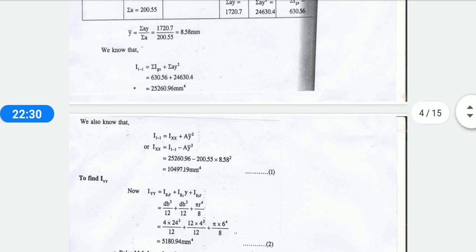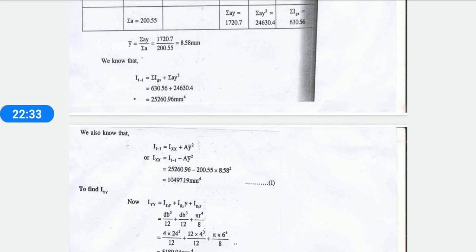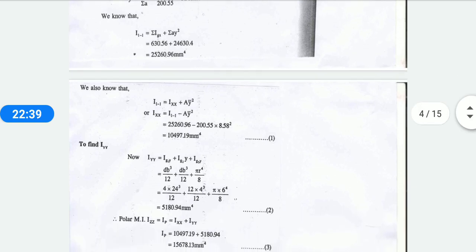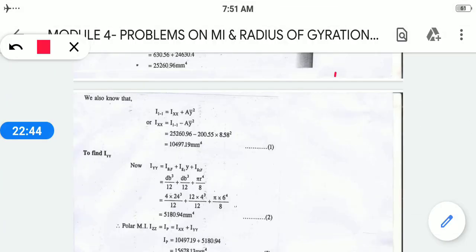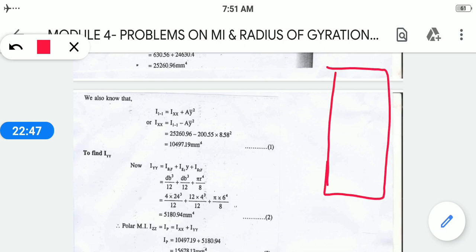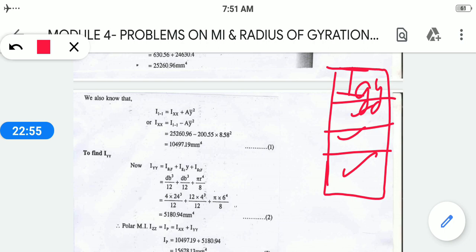10,497.19 mm power 4. Here see, they had calculated Iyy directly by Ig1 of y plus Ig2 of y and Ig3 of y. This can also be calculated from the table column. See, whenever we are doing the table, we will be calculating Ig of y separately. That means for three components, we will calculate this one and this one. We have a formula like db cube divided by 12 for Igy for rectangular sections, and for semicircle it is equal to pi r power 4 divided by 8.